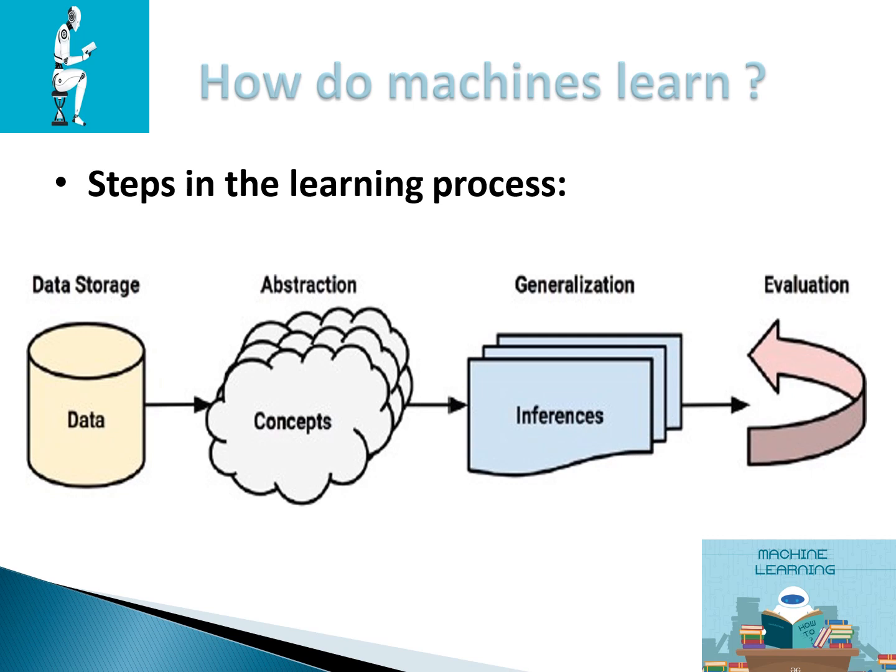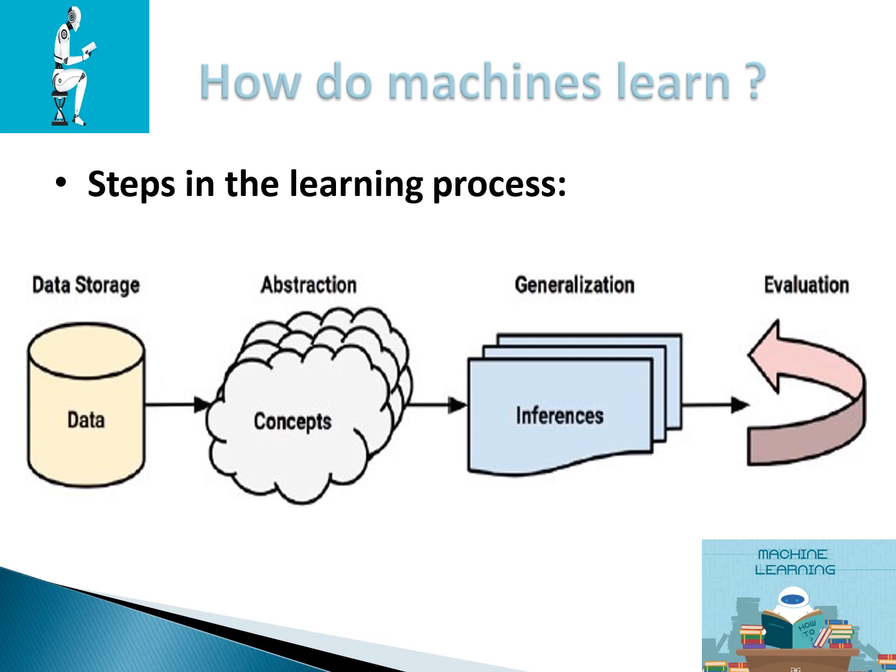Steps in the learning process. This is the diagrammatic representation of the various steps in the learning process. The first step is data storage. We have a database for storing the data. Then from the data, we have to abstract some concepts. The third stage is generalization. From the concepts, we make some conclusions, that is the generalization stage.